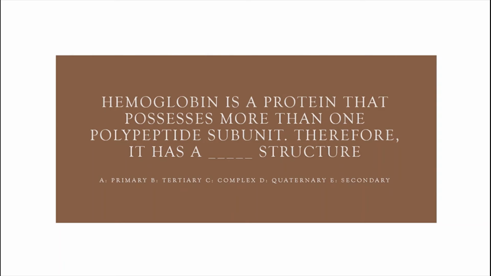So hopefully you said that hemoglobin would possess a quaternary structure, so D. And this is revealed in the question because it says that it contains more than one polypeptide subunit. And so we know that the quaternary structure refers to when we have 2 or more polypeptides linking together. And so hemoglobin here is another example of a protein that has a quaternary structure. Remember, not all proteins do have a quaternary structure. In fact, many proteins are fully functional at the tertiary level.